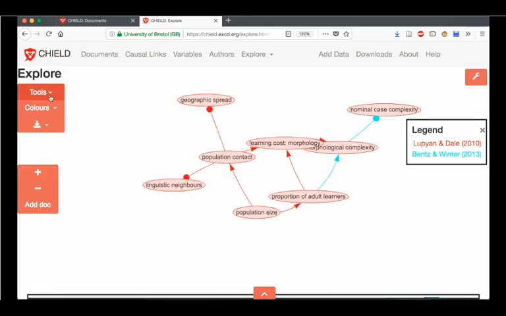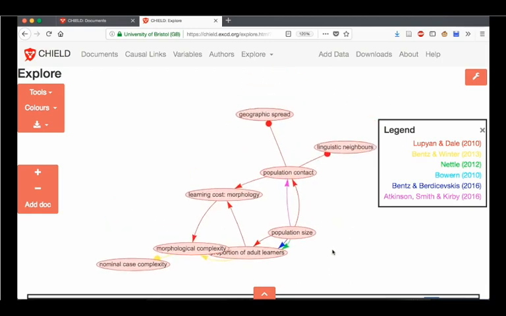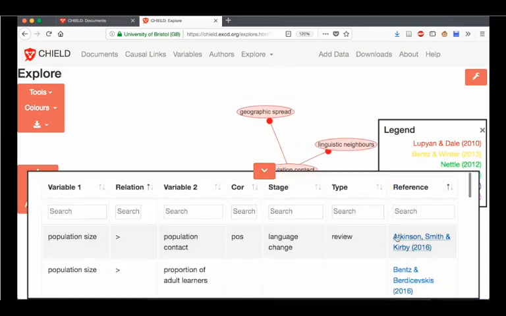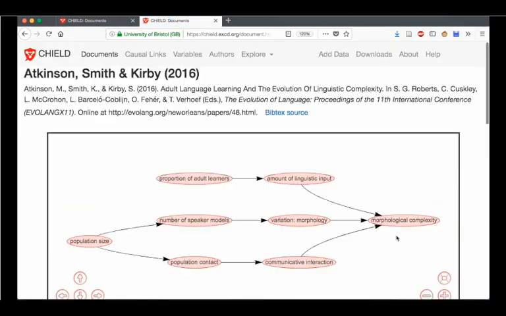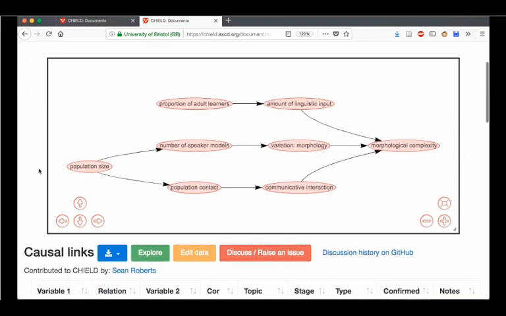And then automatically say, okay, can we discover other evidence for these particular links? And here are some other studies that have looked at similar things. For example, we can go to Mark Atkinson's study that does an experiment on this. So that's just some of the ways you might be able to use CHIELD to look up the relationships between things. Obviously, I'm interested in language evolution, but you could apply this idea to many different areas of linguistics.